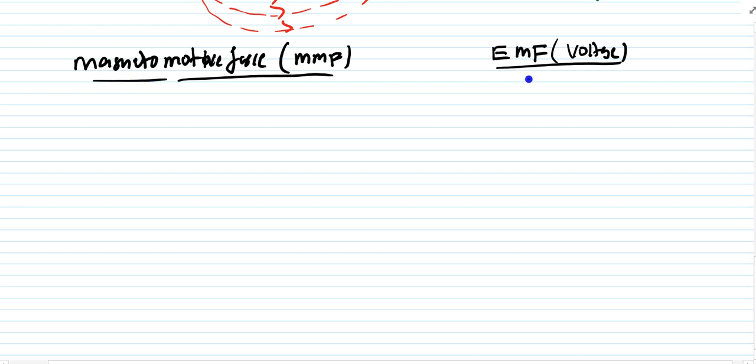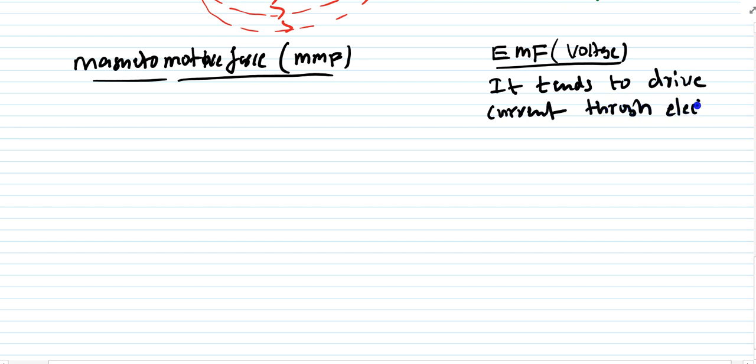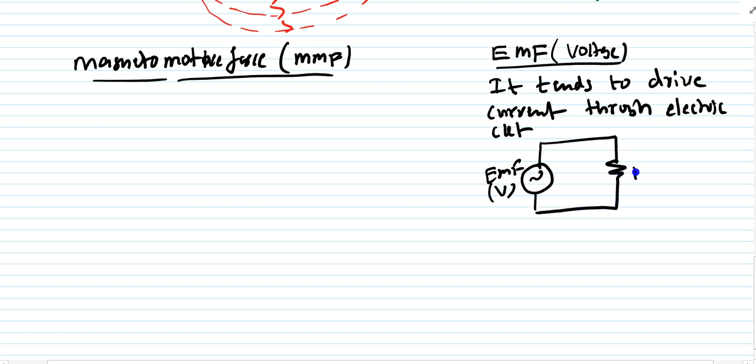So what is electromotive force? It is nothing but something that tends to drive the current through an electrical circuit. This is called EMF, or voltage. If you have a circuit like this, the EMF tries to drive some current I through this circuit. So this is the EMF we are talking about.